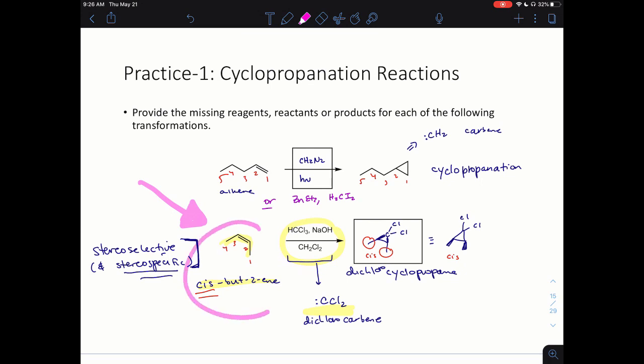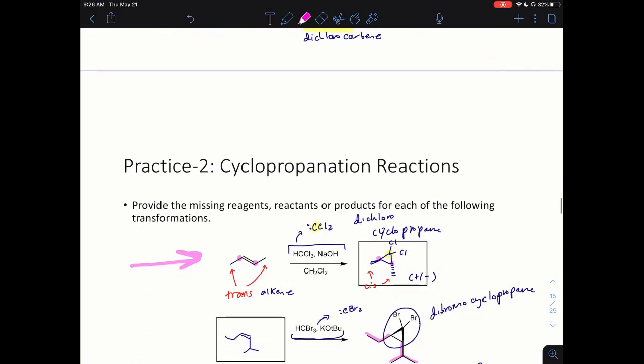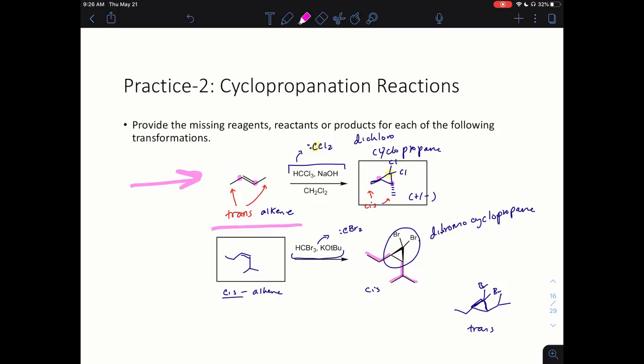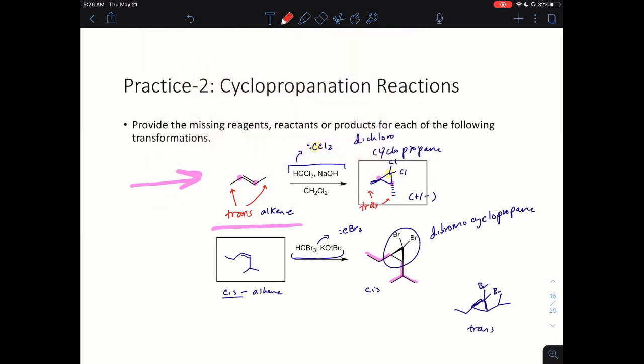So when cis-butene is treated under conditions that form dichlorocarbene, we observe only this cis isomer of the product. So that means it's stereoselective. The methyl groups are only cis to one another. They're not trans. This reaction is also stereospecific because the cis-2-butene makes a cis product and the trans-2-butene makes the trans product. Wow, you guys, this is embarrassing. Trans. Okay.